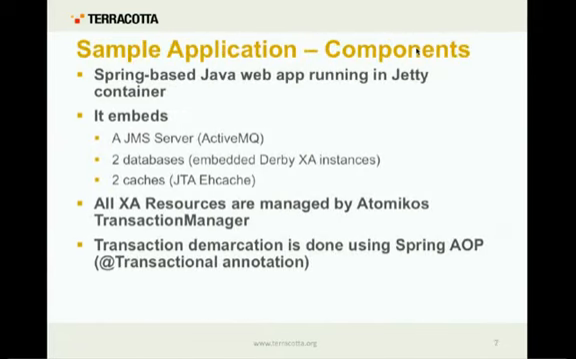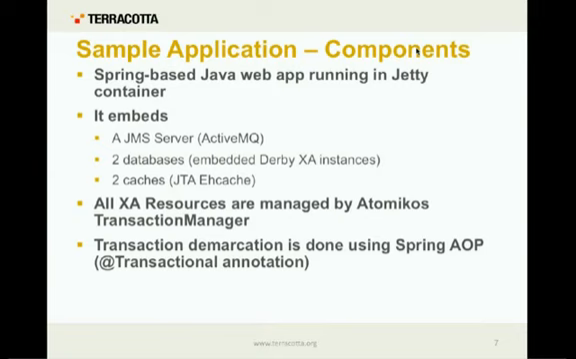Just a little bit about the technology of the example, and I'm going to let Alex take over and actually show you the example and talk through how it works and show you the code in detail. So what it is, it's a Spring-based Java web app. It's running in a Jetty container. It leverages ActiveMQ as a JMS server. It has two databases, both Derby XA. It has two caches, a local and a remote cache. Those are Ehcache 2.0, again as XA-enabled JTA-compliant caches.